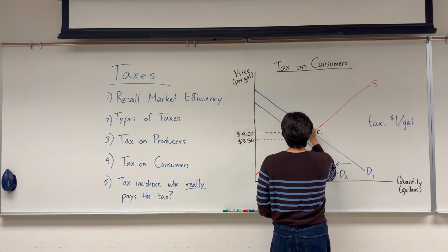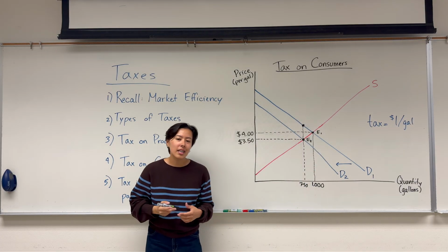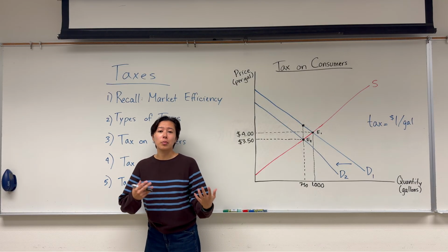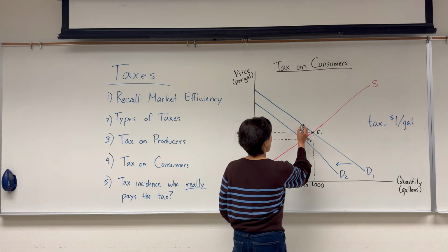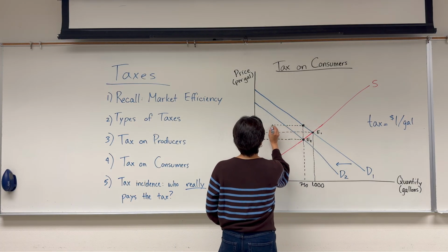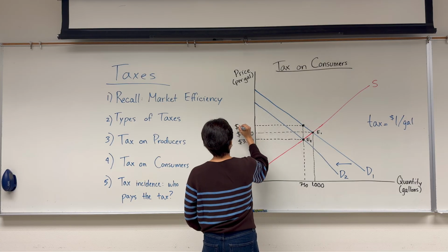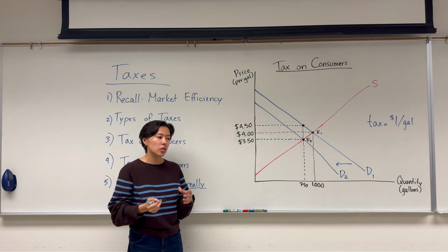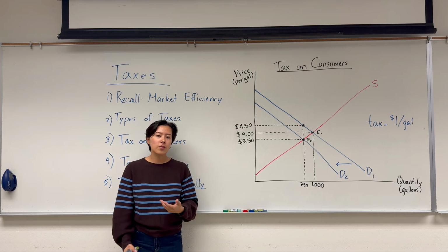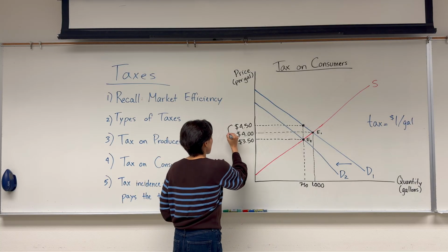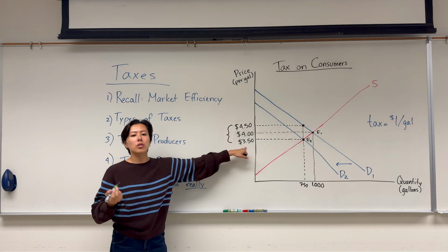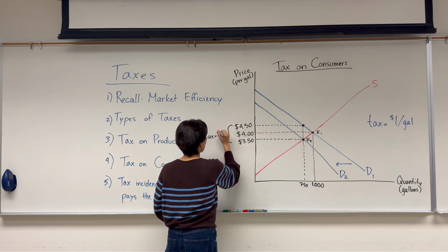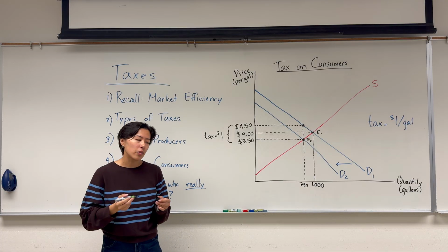But this is really just the price that they're willing to hand over to the producer. Our buyers are paying $3.50 to the producer directly, but with the added tax, they are paying that $3.50 plus the amount of the tax. So the total price that is faced by our consumers with the tax is still $4.50. After that tax is paid, our producers are still just left with this $3.50. So our demand curve is shifting downward by the amount of the tax.